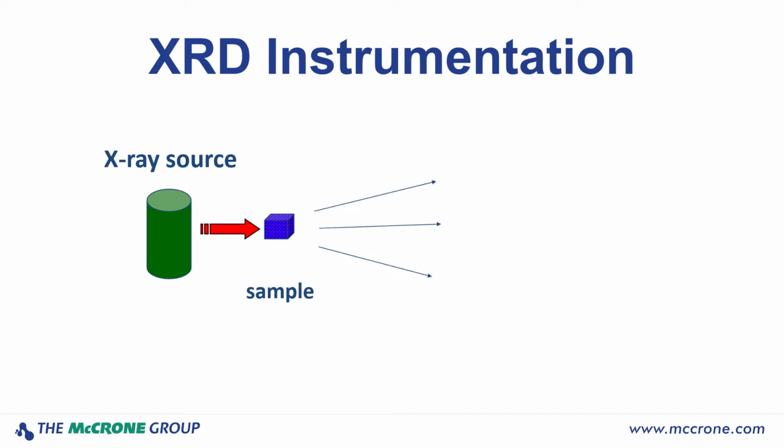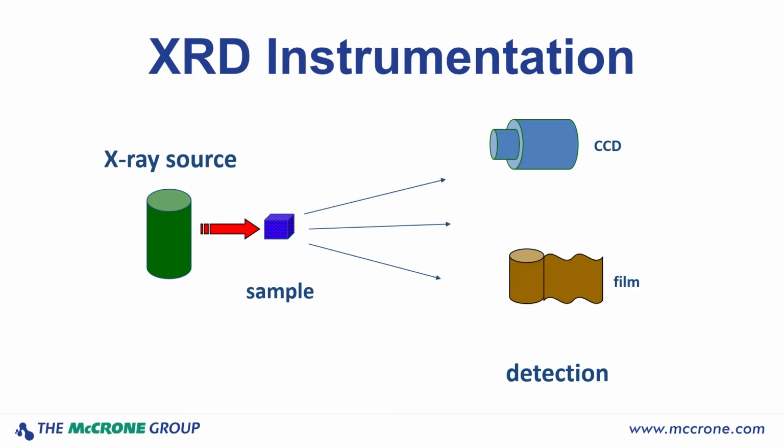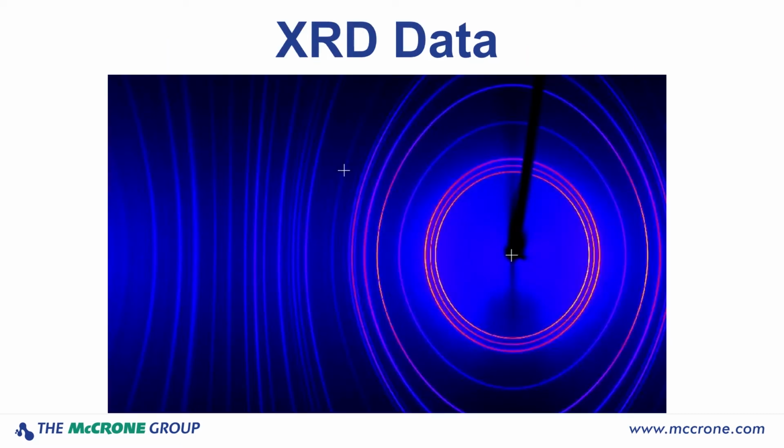So as the sample rotates, it does give off constructive interference, which are bright lines in a pattern, and are detected. They can be detected electronically through a charge coupled device or a type of camera, or they can be collected all at once on film. And the instrumentation we use at McCrone Associates uses a filmless film technique.